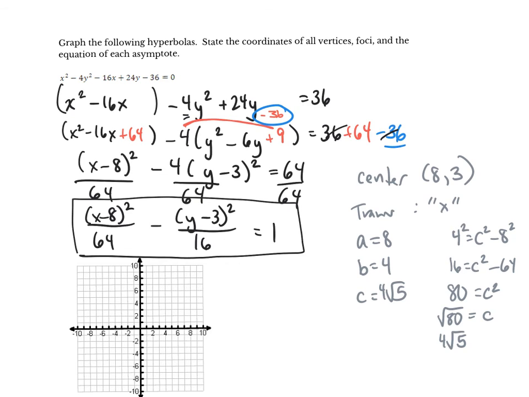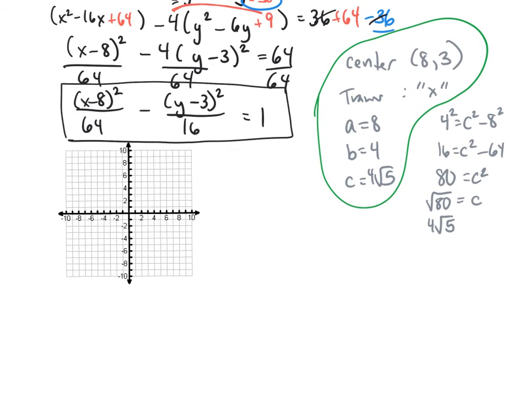So with this little bit of information, I can pretty much graph the whole thing. I haven't done the asymptotes yet, but I certainly can. So 8, 3 is going to be right here. And my A is 8. So if I go 8 over, I'm going to have a vertex here at 0, 3. And unfortunately, I'm going to have a vertex way over here, which is going to be at 16, 3. So I'm adding A on both sides.